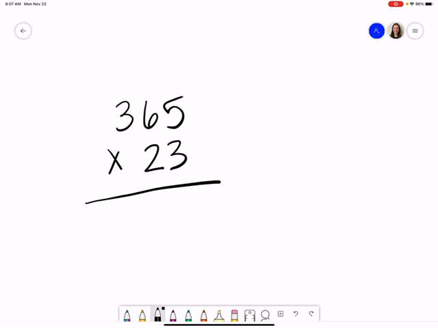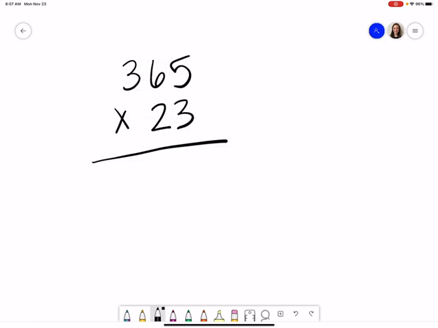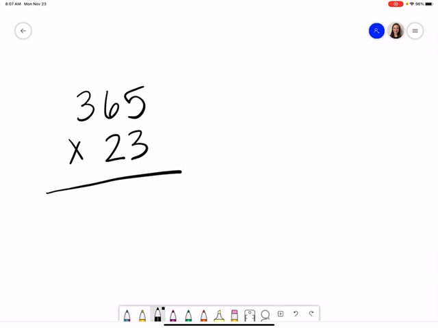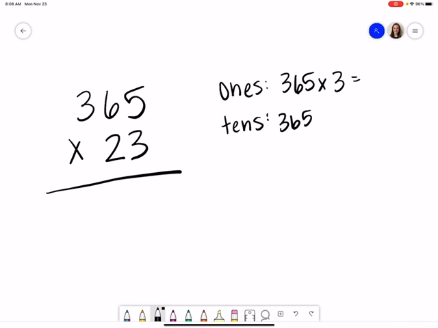Okay, so here's our problem. I want to split this up into, and actually, well, we'll do it like this. We'll split it up into ones and tens. So in our ones place, we have 365 times, what's our ones place down here? 3. And in our tens place, it's going to be 365 times, what's in our tens place? 20.